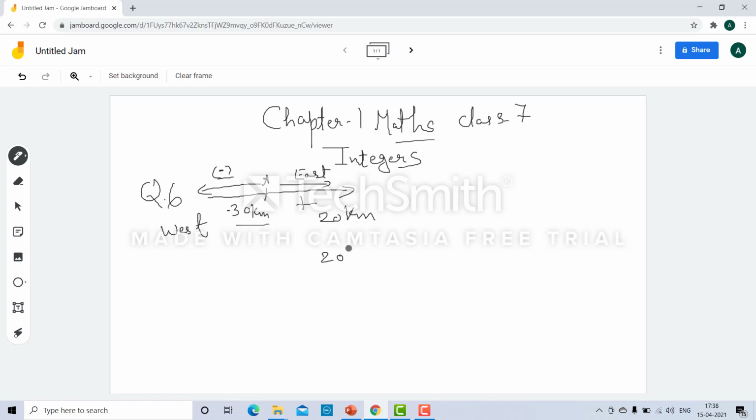So we need to calculate the total distance that she will be covering. So children, we will be adding both the values. It will be positive 20 kilometers plus minus 30 kilometers. So we will get minus 10 kilometers. That means she will be moving 10 kilometers towards the west direction, children, isn't it? Towards the west direction she will be moving for 10 kilometers. That's why it is represented by a minus sign.